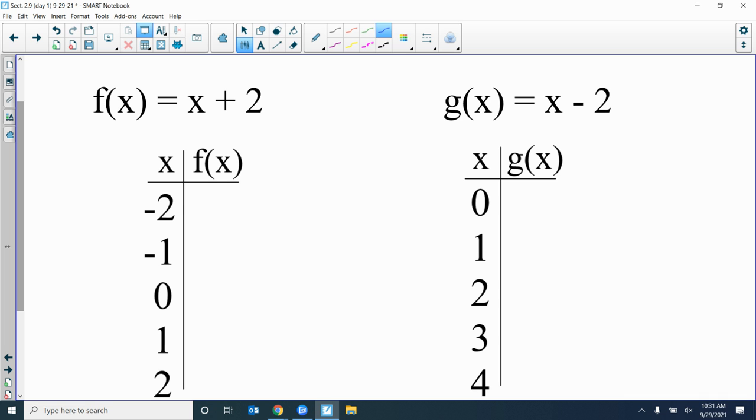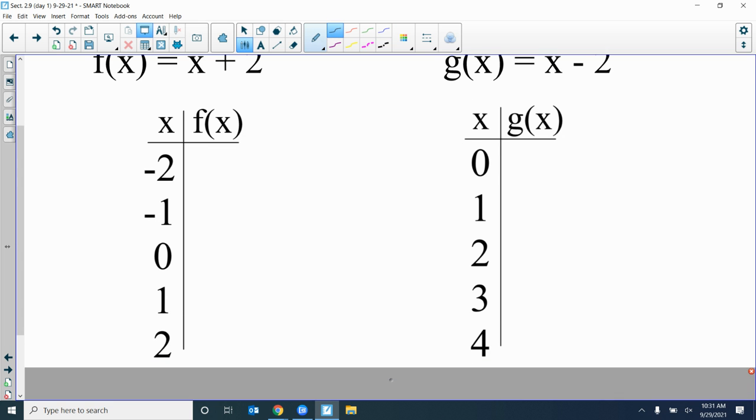Got it? All right, Andrew, what do we got here? I got 0, 1, 2, 3, 4. And then for the second one? -2, -1, 0, 1, 2. Okay, so make sure you pay attention. It's not -2 to 2 in that second one.